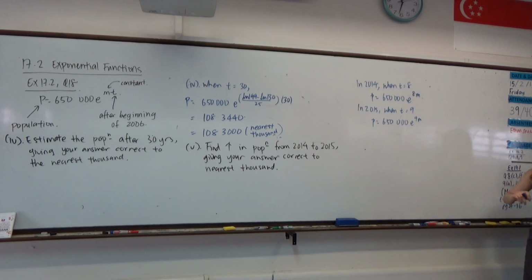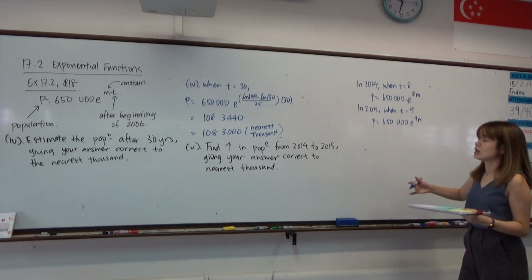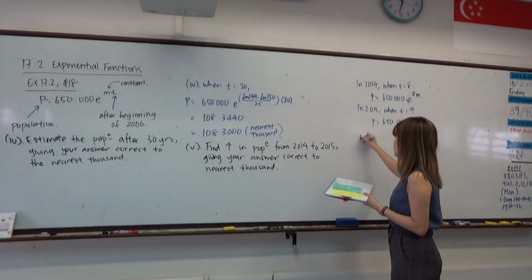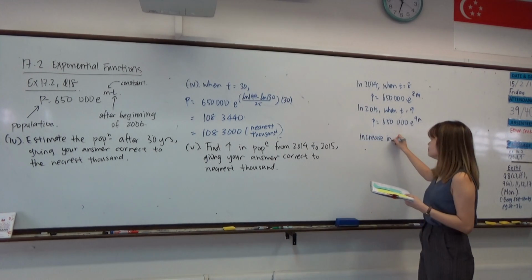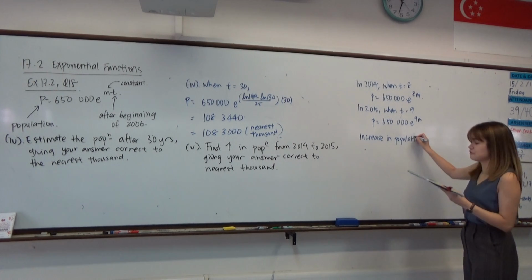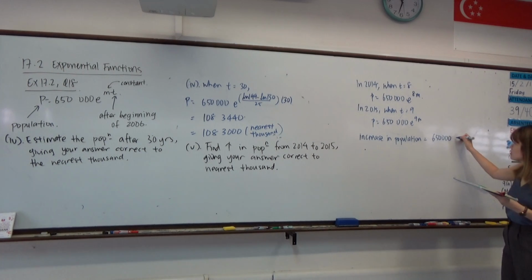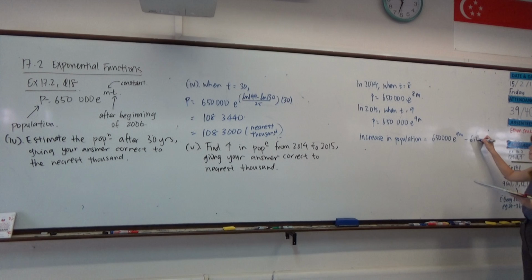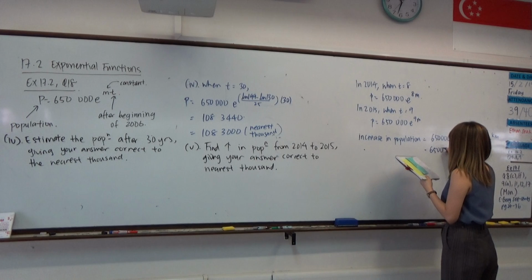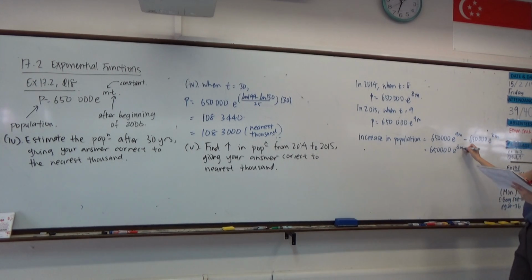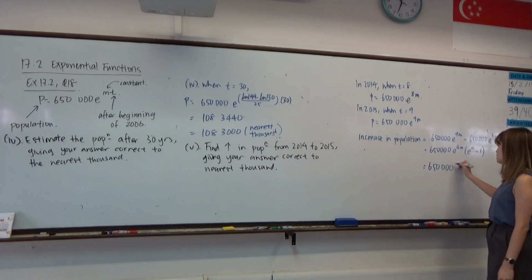The reason why I want to keep m to itself, rather than putting the entire value in, is because you are trying to find out the increase in population. So that will be the difference: 650,000 e to the power 9m minus 650,000 e to the power 8m. We can do a factorization. It doesn't cancel out, but you can just directly press the calculator after that.